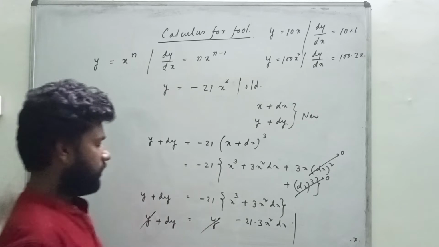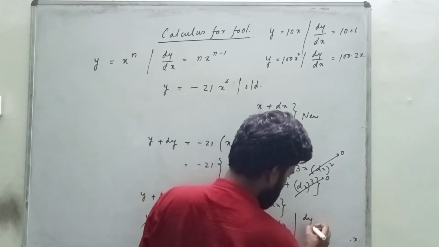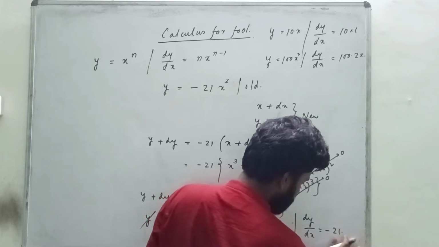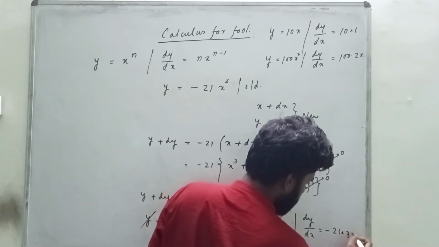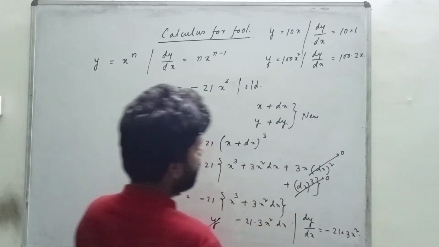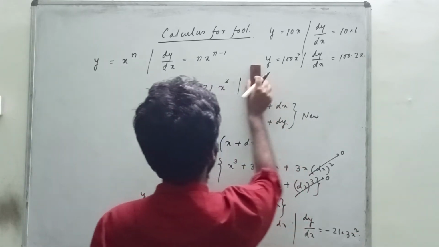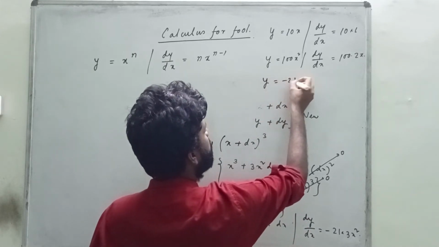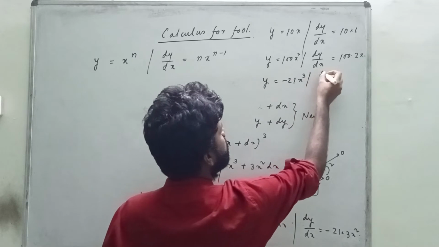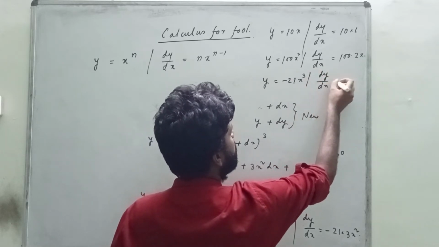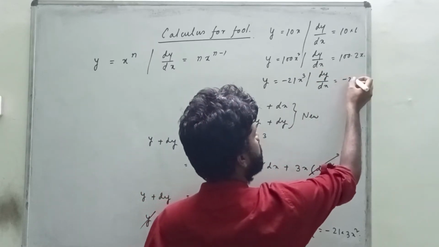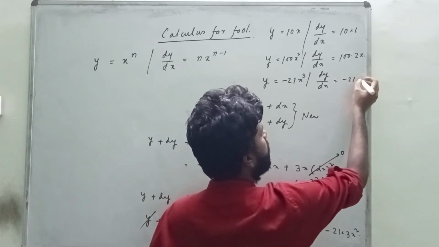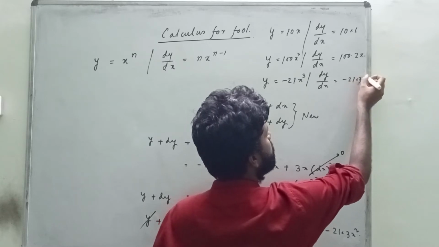So what is dy over dx? Dy over dx means minus 21 times 3x squared. So if y equals minus 21x cube, then dy over dx goes to minus 21 times 3x squared.